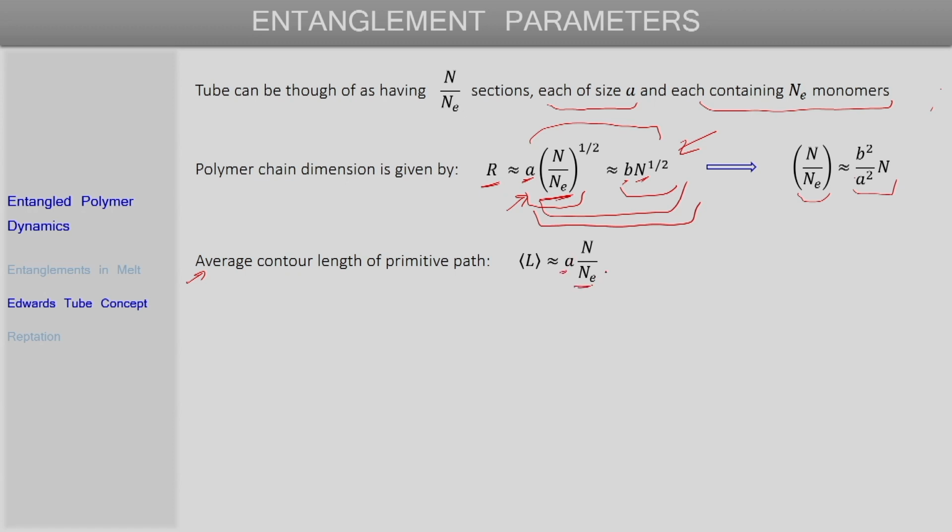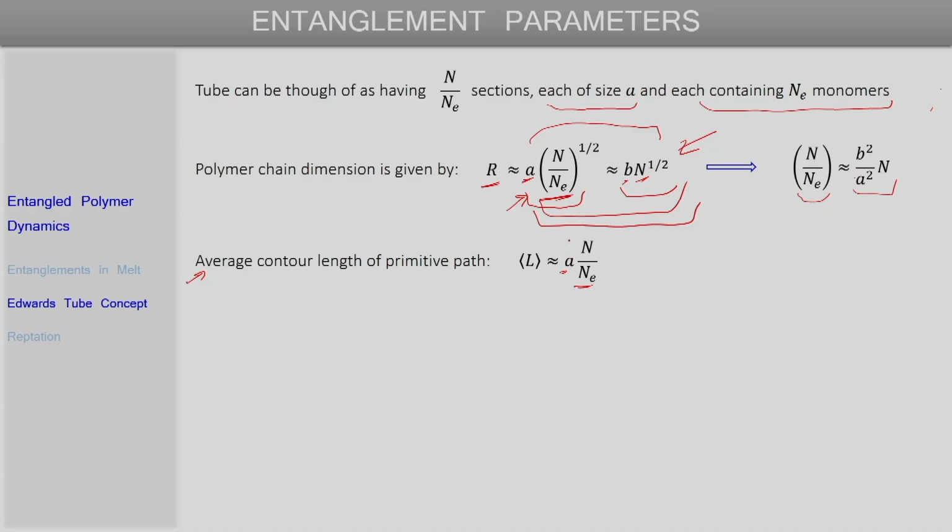So, we have considered our tube to be divided into n over ne different sections, and each section has a length a. So, the total contour length of the primitive path will be simply the product, which is a times n over ne. Now, this n over ne that we have here, we already see is of the order of this ratio. So, if we substitute that, then we get this term. So, we are substituting n over ne by b square over a square times n.